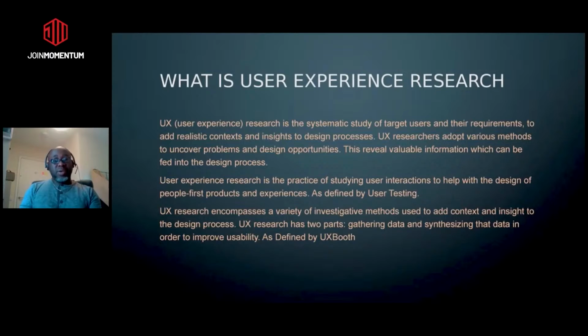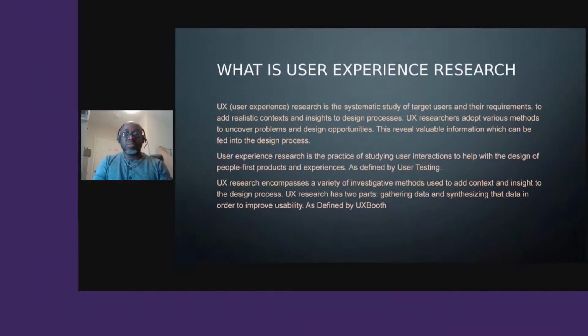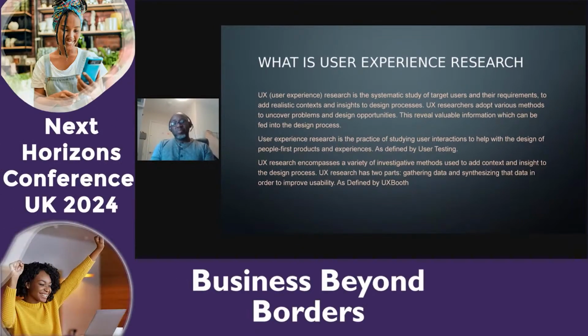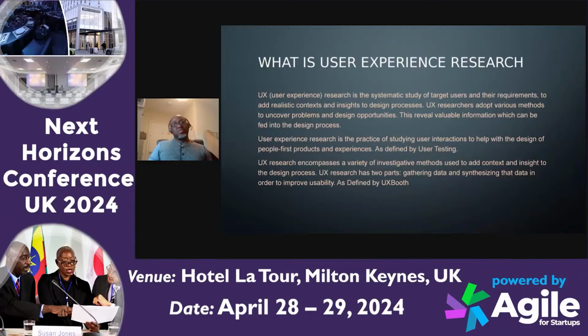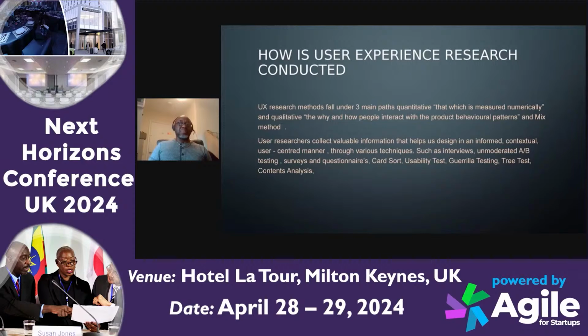The third one says UX research encompasses a variety of investigative methods used to add context and insight to the design process. UX research has two parts: gathering data and synthesizing that data in order to improve usability, as defined by UX Book. I picked all these definitions from authorities in user experience research. However, that is just what user research is. The best way to explain it, which you'll see in my next slide, is how it is conducted.